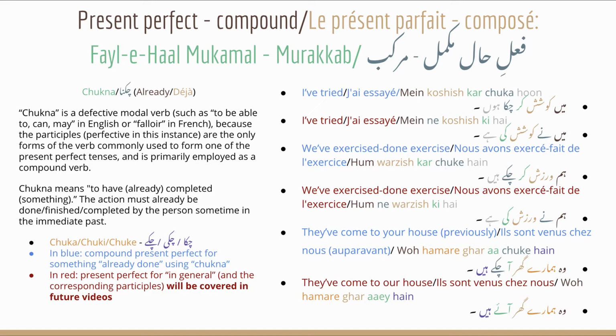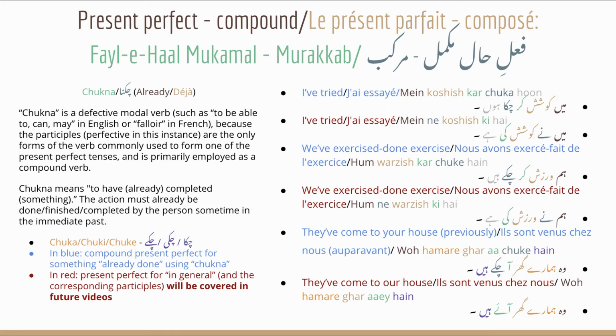For the example on the right, in blue are the compound present perfect for something that has been already done using chukna. So that's what we're focusing on today. In red is the present perfect for in general, and they use their corresponding participles, which will be covered in future videos. I think I kept on calling participles particles. They're participles. So the ones in red you're going to learn later because they have some irregular participles. But for now we're focusing on the blue ones. But I just put them for comparison.